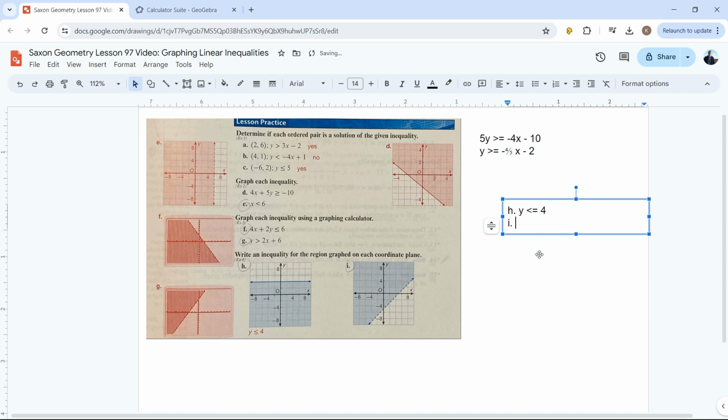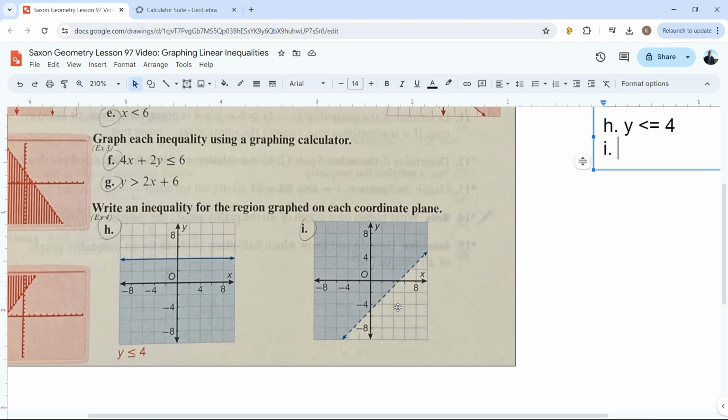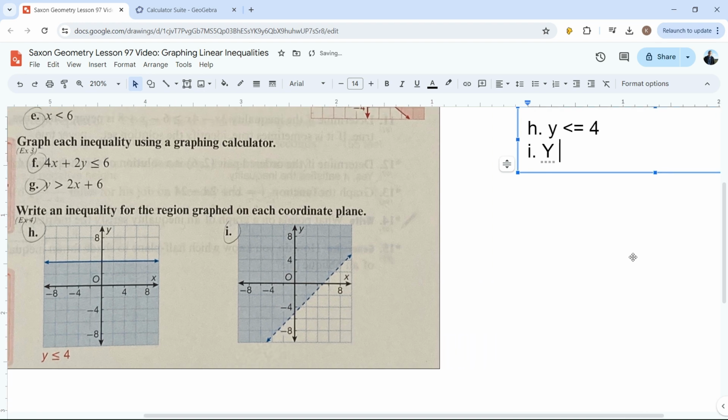All right, letter I. Now we need to write the equation for this one. I need an equation for this line. I notice that it crosses the axis at -5. So that means that the y-intercept, it's going to be y equals mx plus b. Well, b is the y-intercept, which is -5. Okay, so it's going to be mx minus 5.